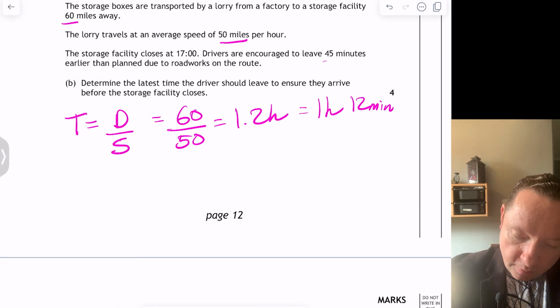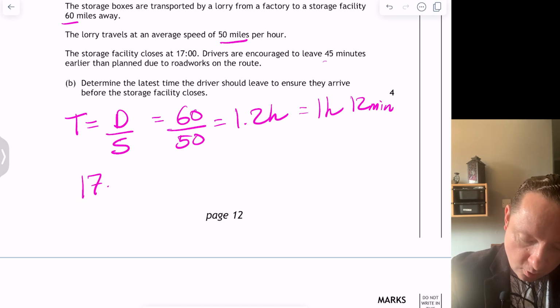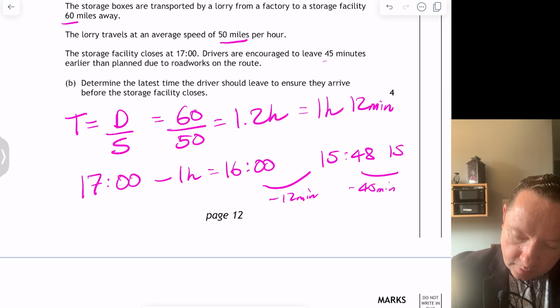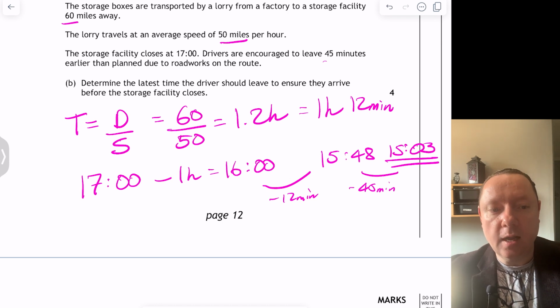The storage facility closes at 5. We need to leave 45 minutes earlier than planned. So let's start off at 5 o'clock. Let's take away the hour. That's 4 o'clock. Take away the 12 minutes. So that's going to get me to 15:48. And then take away the 45 minutes for the roadworks. 15:48 becomes 15:08, becomes 15:03, or 3:03. And we're done there.